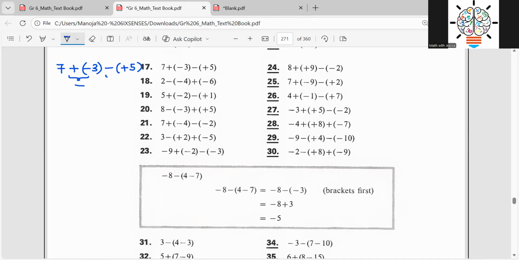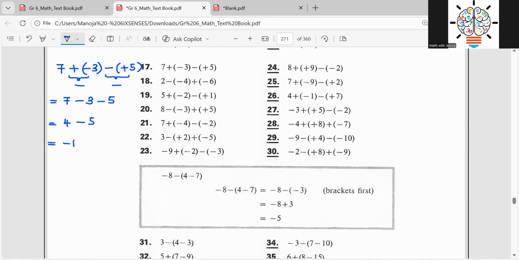Here again you have a sign and a bracket, and in between we have the hidden multiplication. We multiply negative and positive. When you multiply different signs, you always get a negative answer. First you get this, then you put the equals sign and rewrite everything: 7 minus 3 minus 5. Now it's easier. 7 minus 3 is 4. 4 minus 5, you know the answer, it is negative 1.